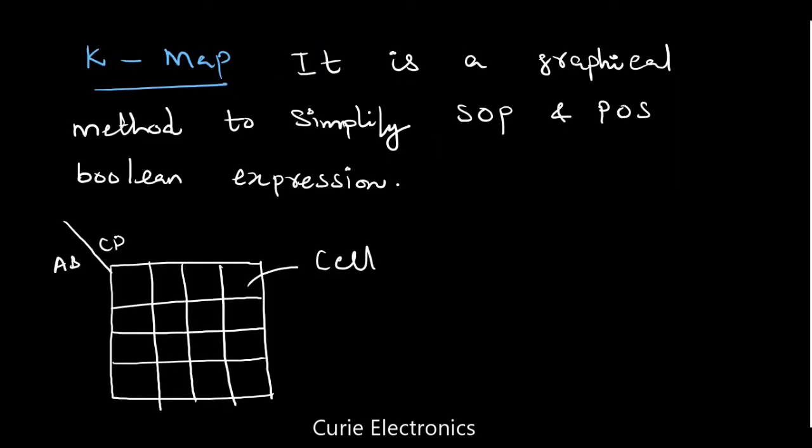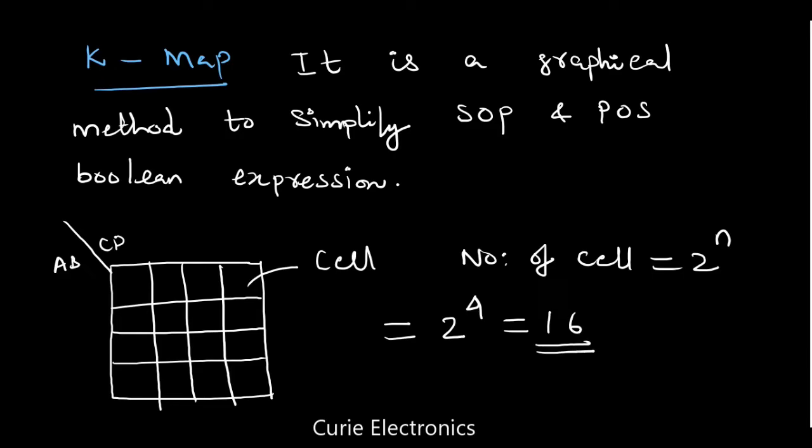So here we have 4 variables A, B, C, D, and this is the Karnaugh map I have drawn for it. So how many cells? The number of cells equals 2 to the power n, where n is the number of variables. So 2 to the power 4, since the number of variables is 4, equals 16. It is right, we have 16 cells here.